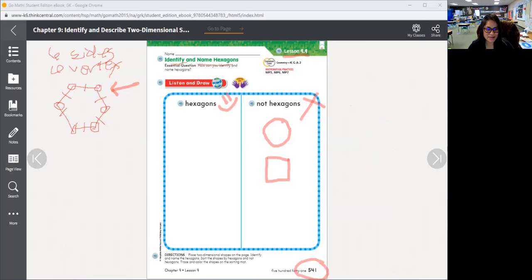All right, the next person I'm going to call on is Russell. Russell, please tell me if you think this shape is a hexagon, yes or no. Turn on your microphone and let me know. Russell had to run to the restroom. Oh, okay. Thank you. That's okay.